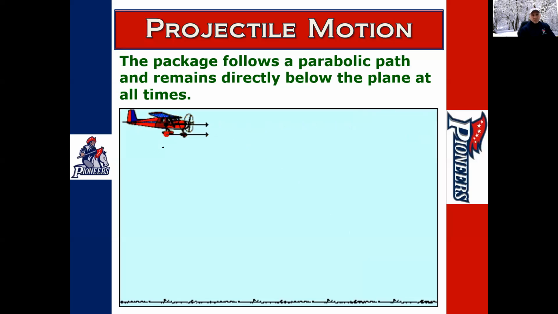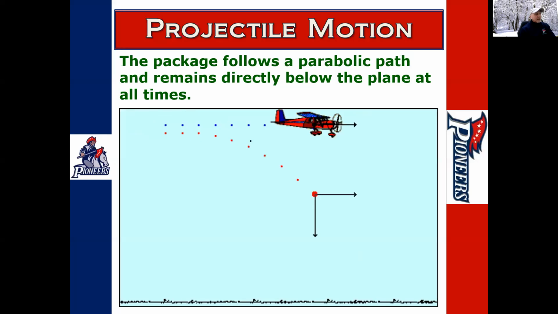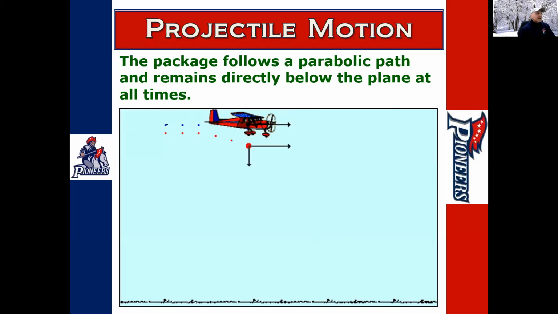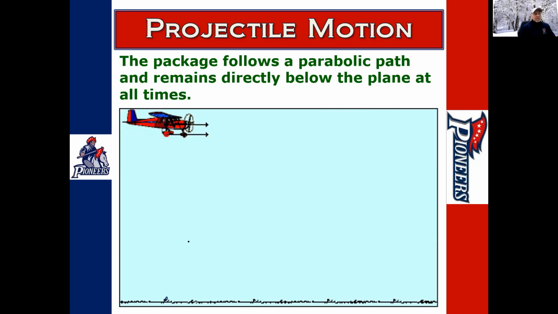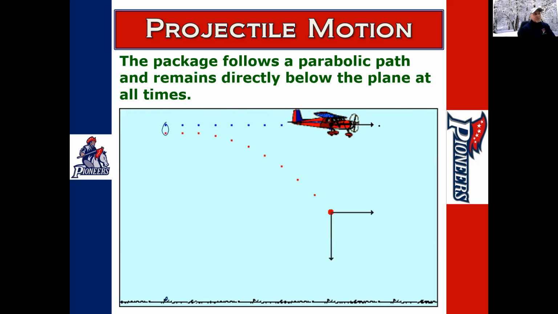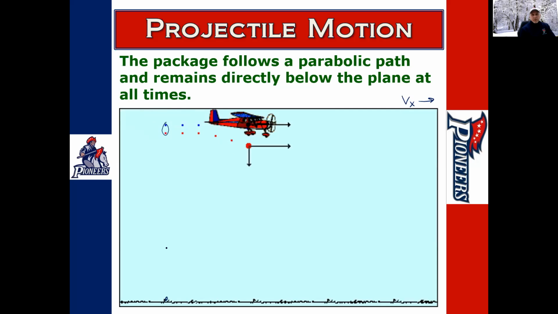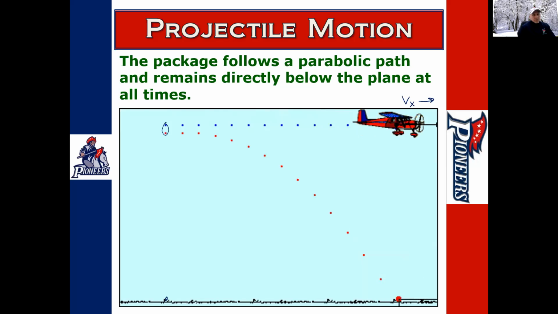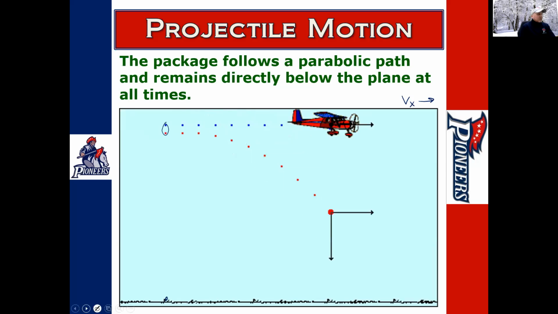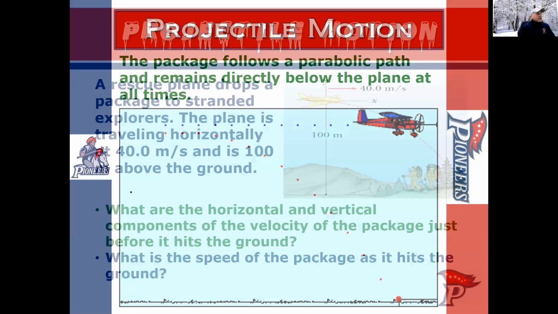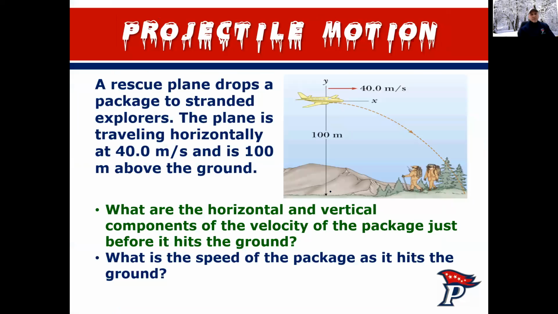Now you guys have such realistic games that it's going to work properly for the most part. But there's a misconception because of that, that if you were to throw this package out right here, that it would land right here. But it's not, because the package is also going the same speed horizontally as the plane. And so it's going to land somewhere over here, right? While that Vx value is constant, the Vy value is constantly increasing because of gravity. So here's the problem that goes with that. The plane is flying at 40 meters per second and it's 100 meters above the ground.